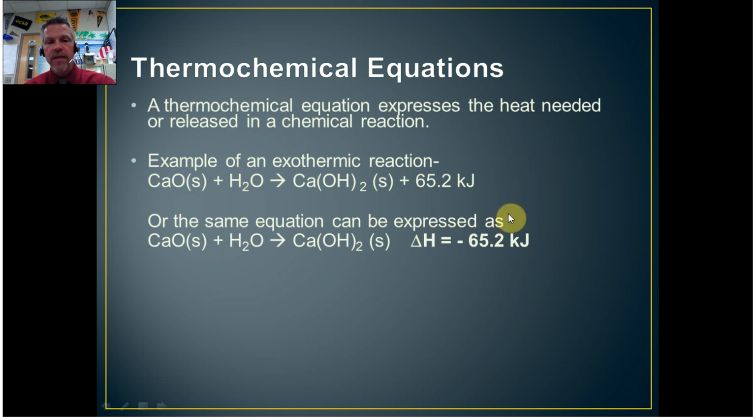The same equation, but in a slightly different way. You'll see we still have our two reactants the same, and the product, calcium hydroxide, is written the same. But here, in this instance, we're writing the heat term as a delta H. So here delta H equals negative 65.2 kilojoules. Up here, I'm telling you these are the same reactions. They are. But up here I showed the 65.2 as a positive number, and down here I'm showing it as a negative number. That might seem a little confusing, but let's work it out.